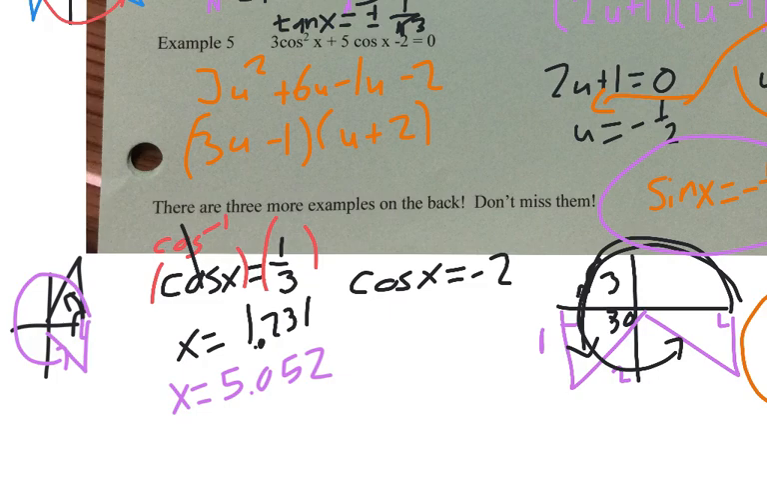So because it was positive, you knew that it was only in the first and fourth quadrant. That's correct.